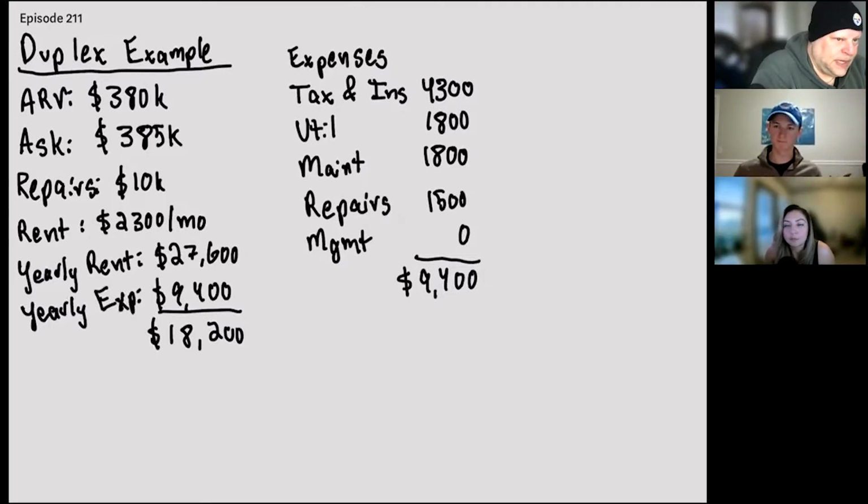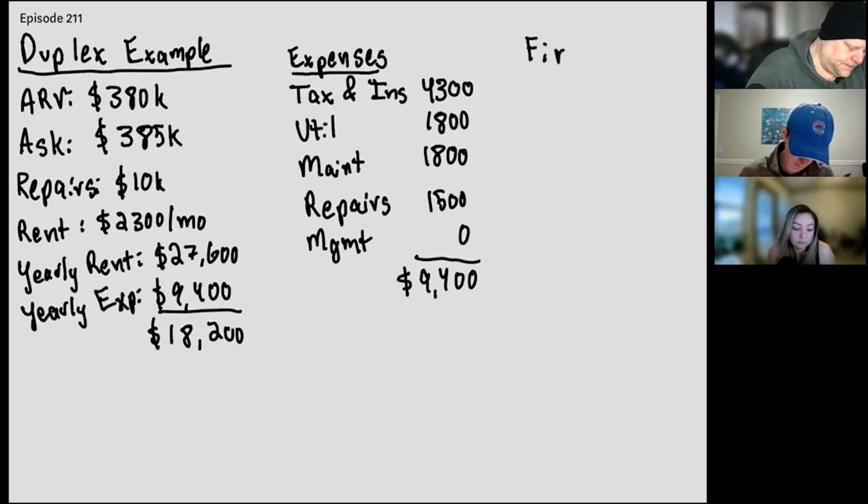All right. So let's think about this for a second. If we were to go to the bank and get a loan for a non-owner occupied property, what more than likely would we have to do? Put 20% down. Yeah. Okay. So let's say we put down 80,000. Which is just about 20%. So we're going to finance 300. So 300,000 present value.